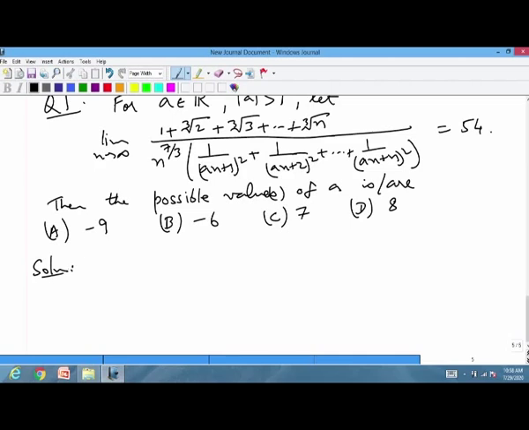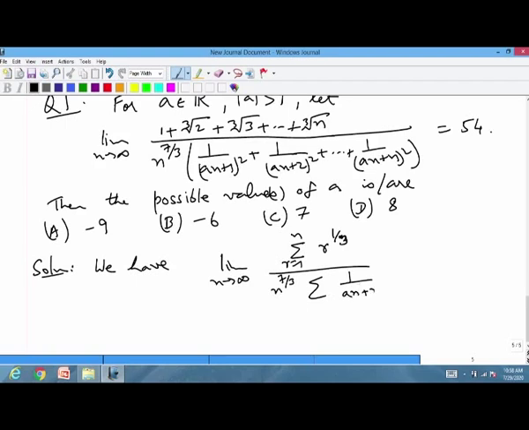So, what we do is we have limit n tends to infinity. In the numerator we have summation of r to the power 1 by 3, r equal to 1 to n, and in the denominator I have n to the 7 by 3 times summation 1 by (a n plus r) square, r equal to 1 to n.